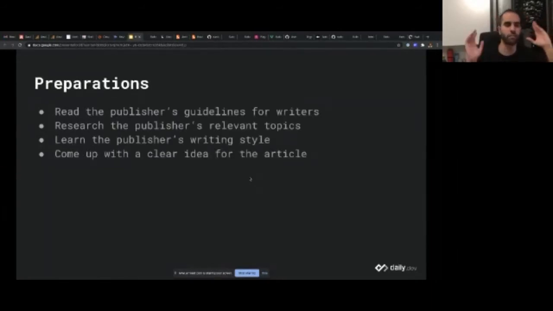So the first part is the preparations, where we have to learn a lot about the publisher that we want to pitch to. So what do we have to learn? We have to read the guidelines for the writers. Every big publisher has guidelines for the writers, like the topics that interest the publisher, how to send the pitch, what the pitch should include, maybe some manners to keep when you approach, and many rules that they state in order for the writer to have a better understanding about the process and what he's going through.